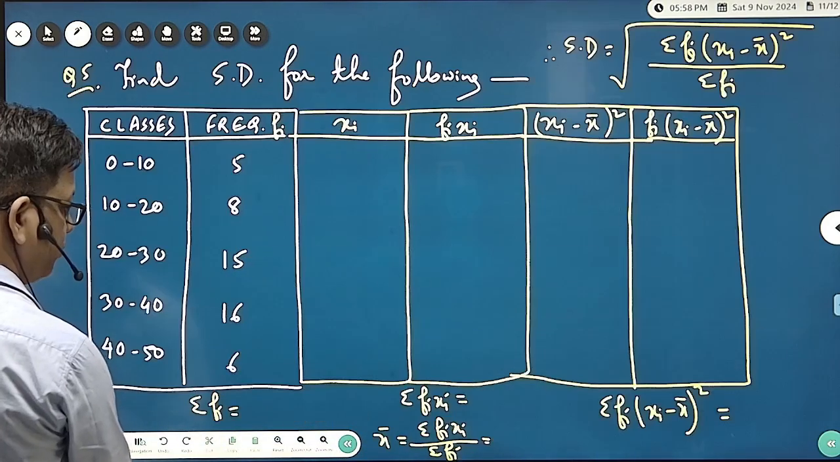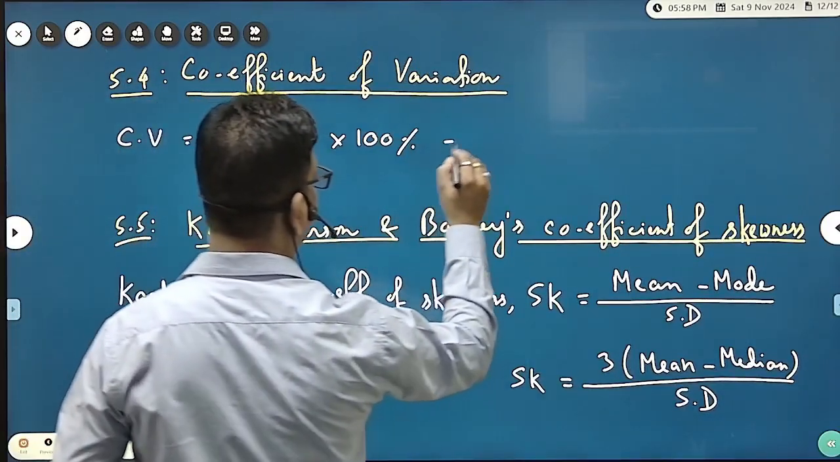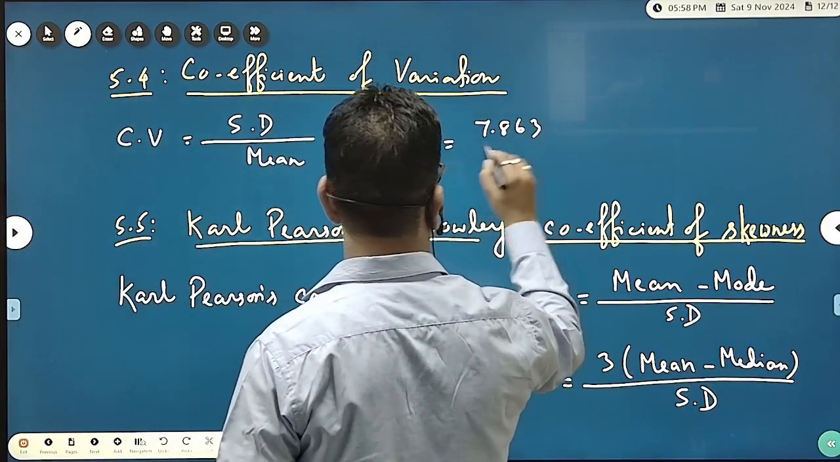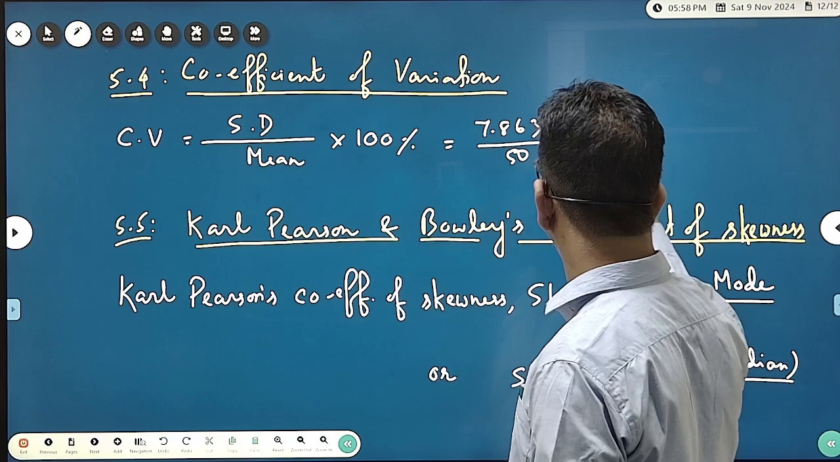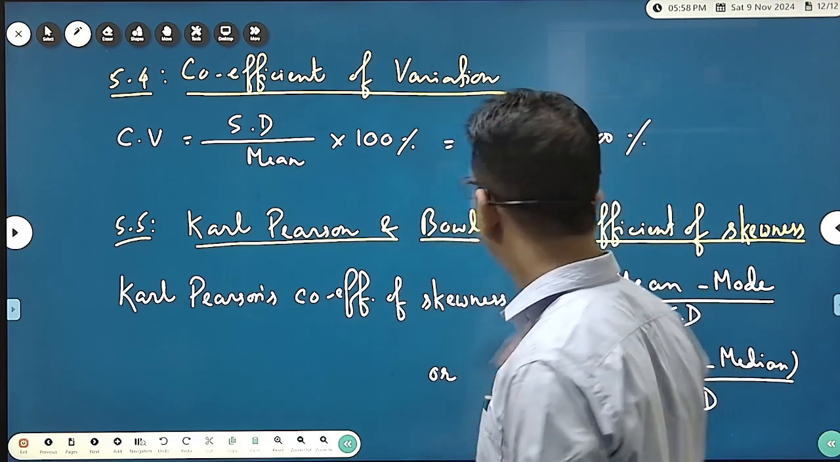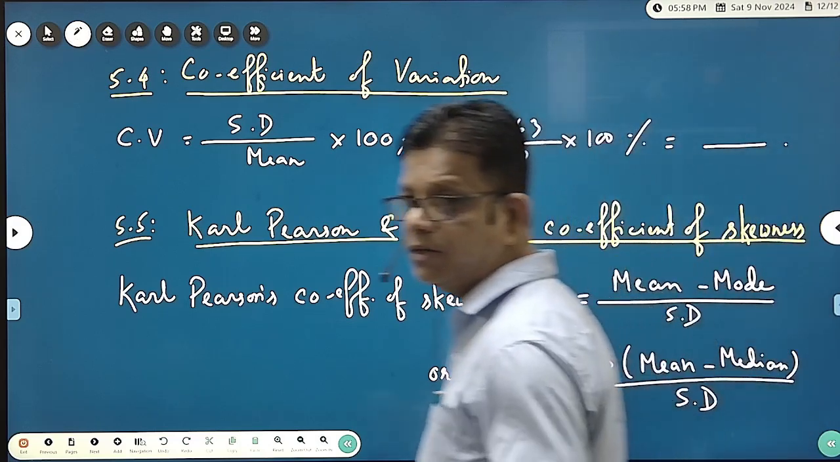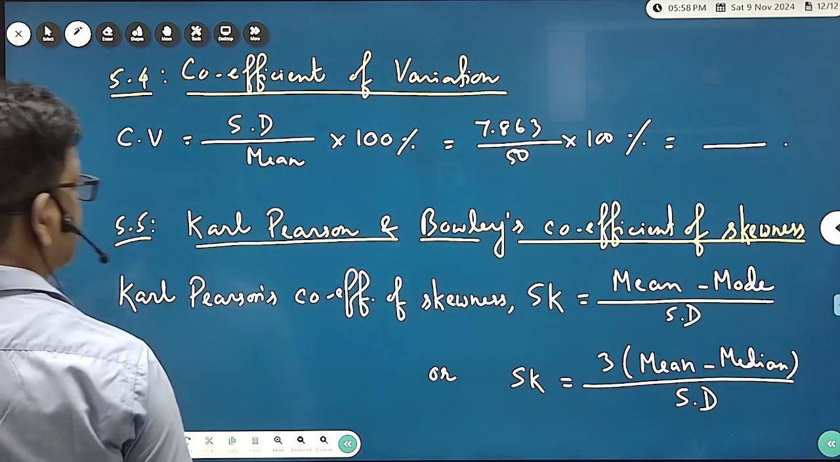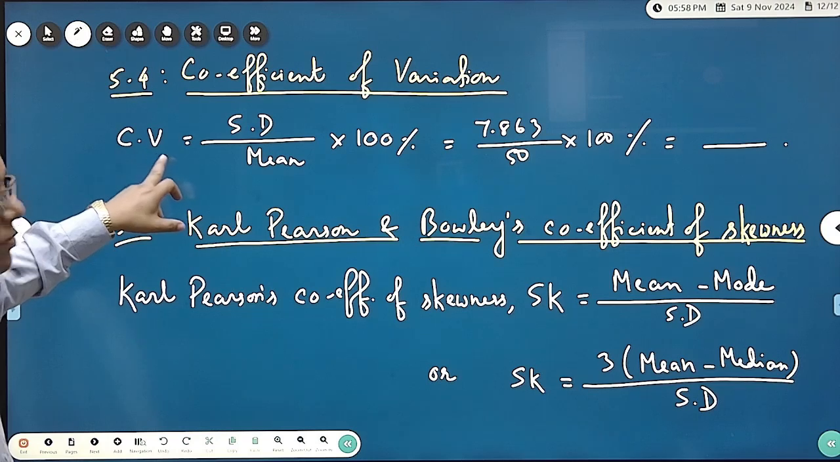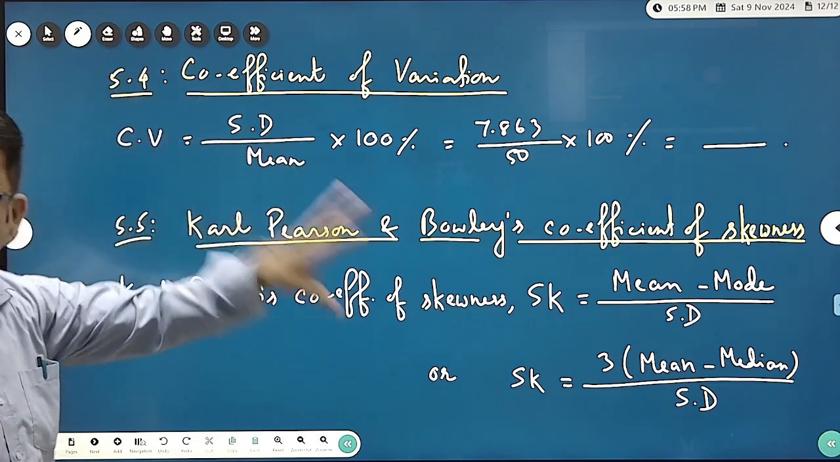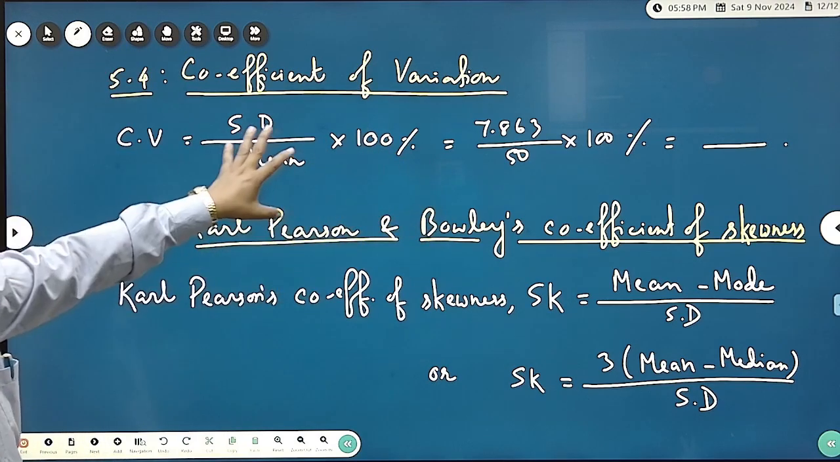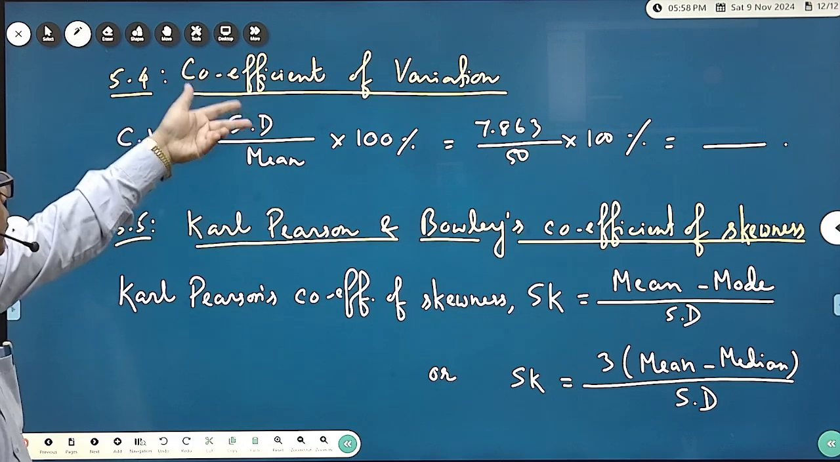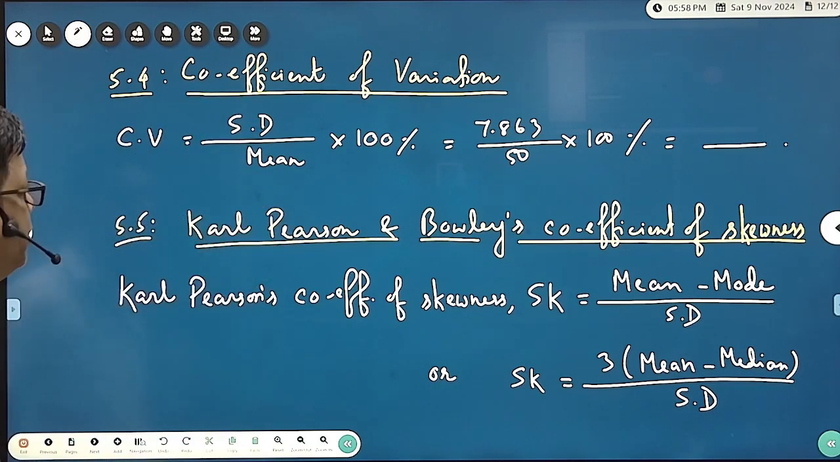So what do you have to do? 7.863 divided by the mean, how much did I get? 50. Then you just have to multiply by 100 to get the percentage. The calculation you can do anyway. Your question paper may not come in the same way, so the question can be very direct. The standard deviation will be there in the question, the mean will be there. You just have to find it by putting in the right formula. If you put the mean above the standard deviation in the denominator, it will be totally wrong.